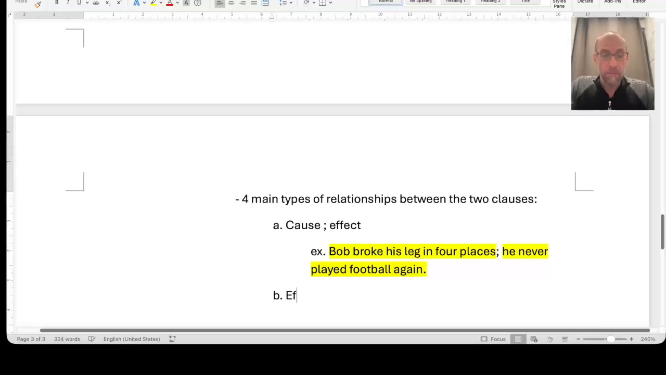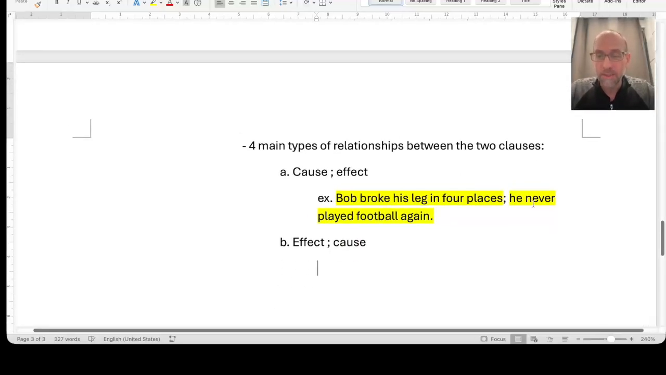Here's a second one. Effect, semicolon, cause. It's very interesting because there are no words here, no transitional words that guide the reader as to the relationship between the 2 clauses. The reader has to read this clause, read that clause, and then put together the information logically. And so here's another way that that can happen. Effect, semicolon, cause. I walked into the kitchen and screamed.